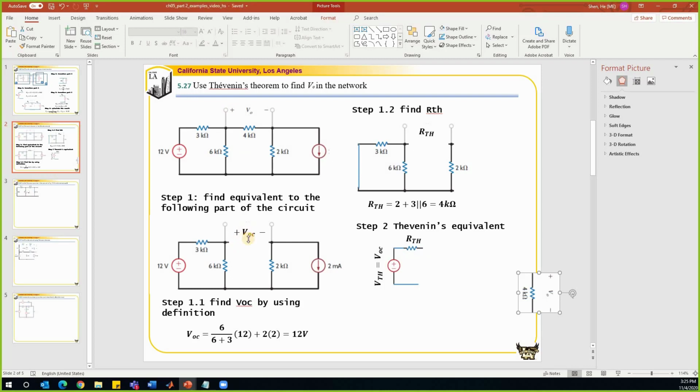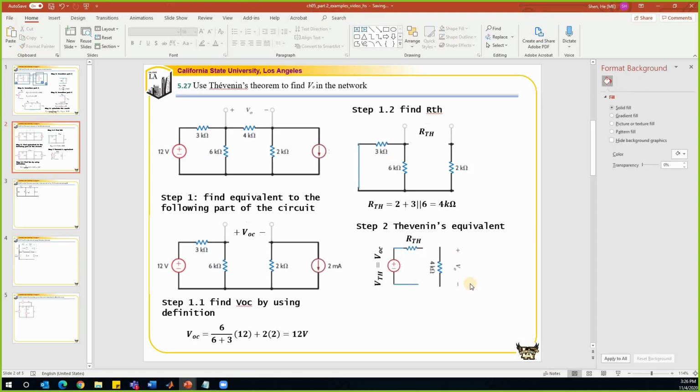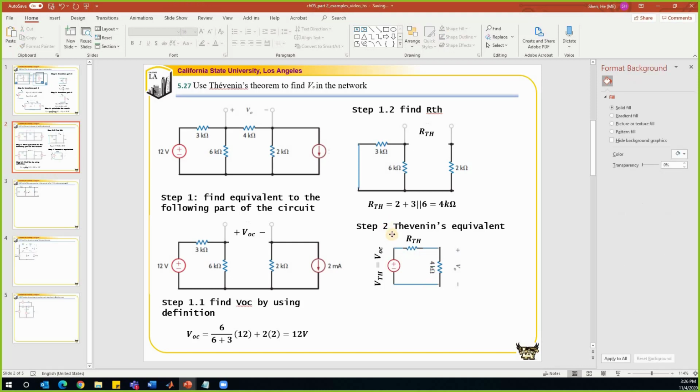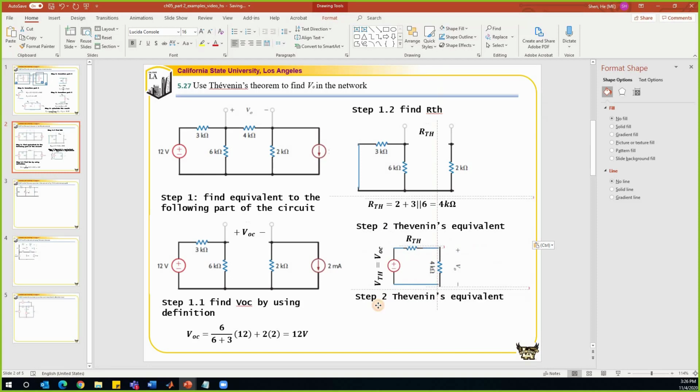And look, we define VOC in the same reference polarity as VO. So it means this reference positive side should be the same as that positive side. So this top is our positive side for the Thevenin equivalent circuit. It means the top side should also be the positive side for my VO. Every semester there are students making mistakes here. Next step to find VO, this is pretty straightforward. It's the same thing as how we find VOC.